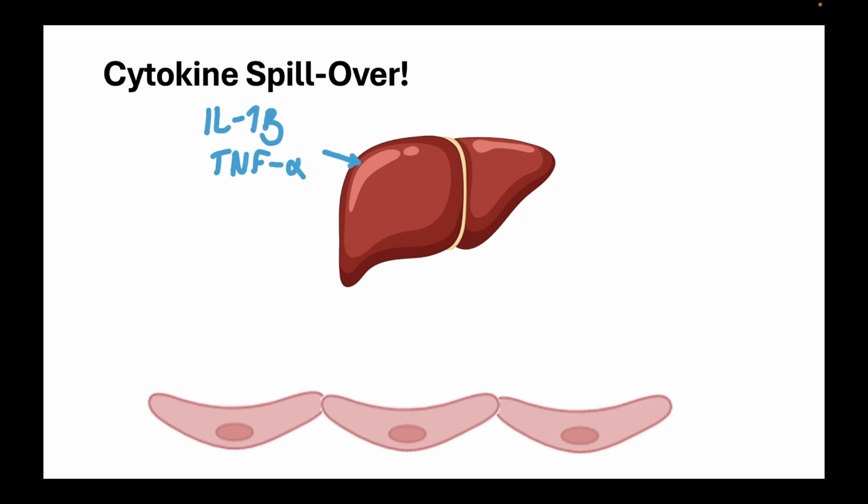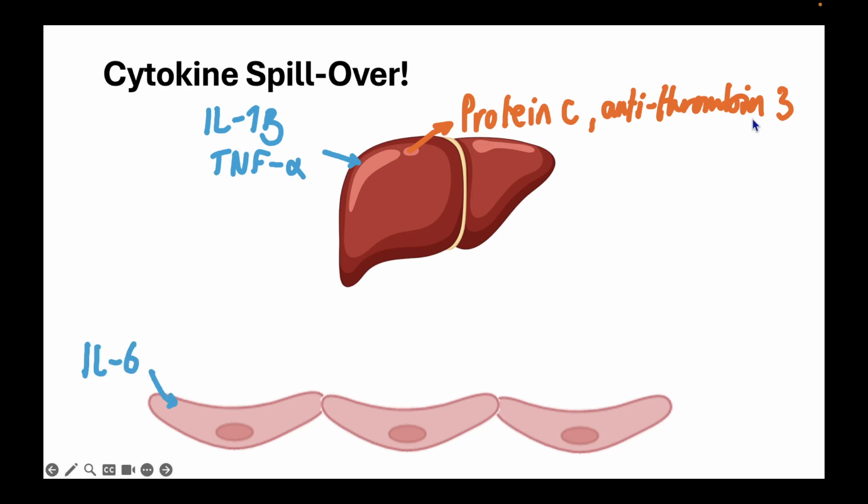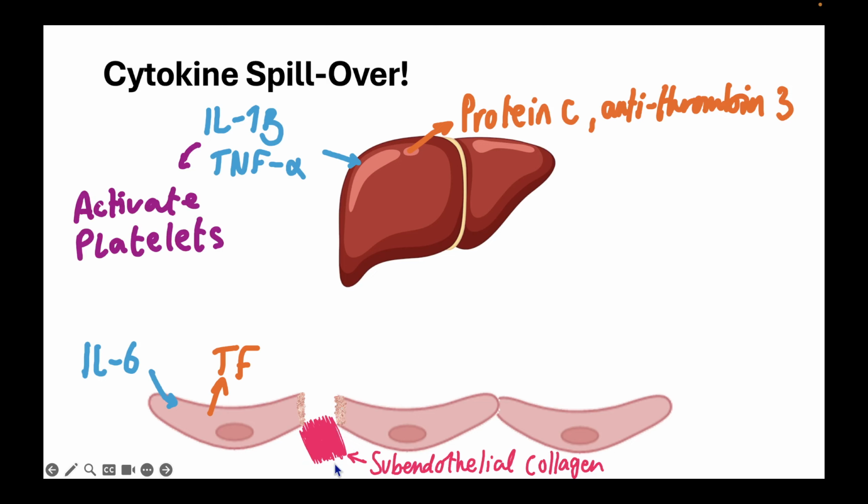So IL-1 beta and TNF alpha are going to go to the liver, and they're going to cause it to release protein C, antithrombin III, things like that. And IL-6 goes to the endothelial cells and causes them to release tissue factor. And there's going to be damage. So we know that because of the infection, there's going to be damage to the endothelial cells. And when there's damage, it's going to expose the subendothelial collagen. And IL-1 beta and TNF alpha both activate platelets, and NETs also activate platelets.